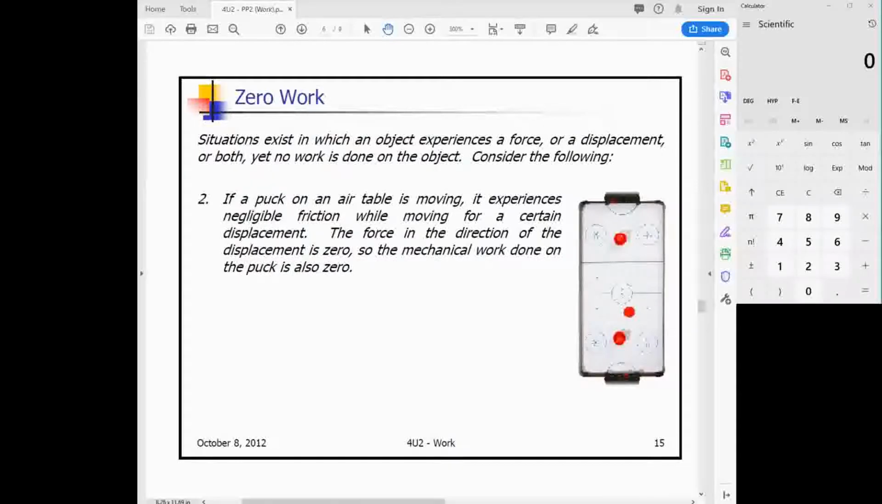Another situation where we have zero work is when we have motion, but no force applied. An air hockey table is an example of this. If you can imagine an object in space, this could be an example of this as well. So let me talk about the space example. If we have an object that's flying through space, and it's far away from any large effect of gravity, that object would be moving, but no force would be applied. So the work done on the object would be zero, because our force is zero.